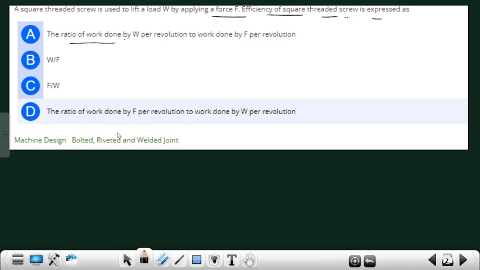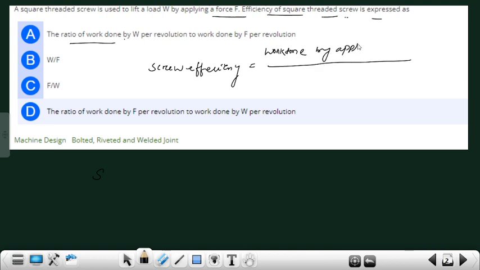So the right answer will be: the screw efficiency formula is equal to work done in lifting the load per revolution divided by work done by the applied force per revolution.